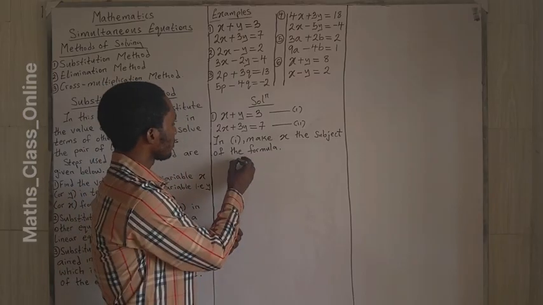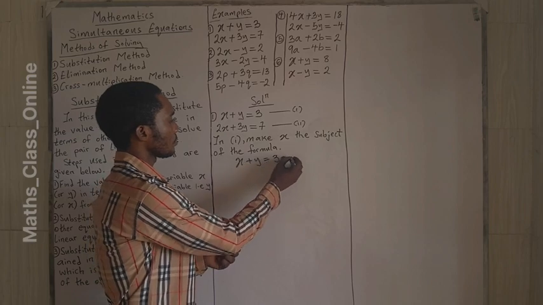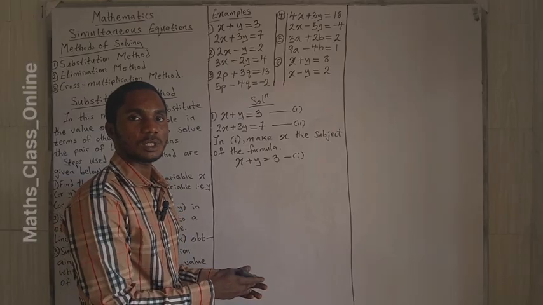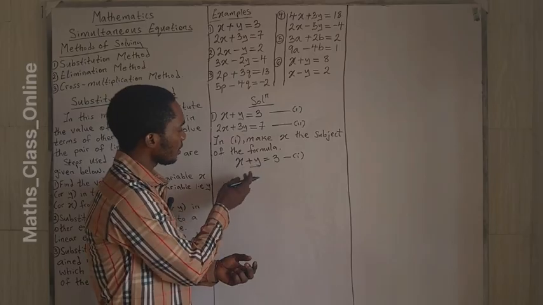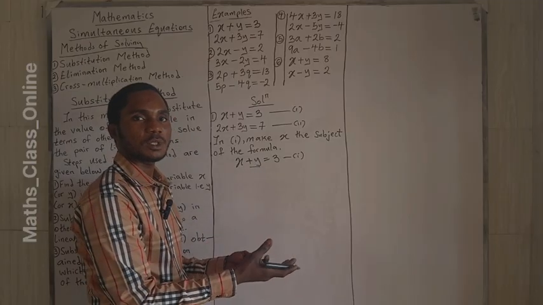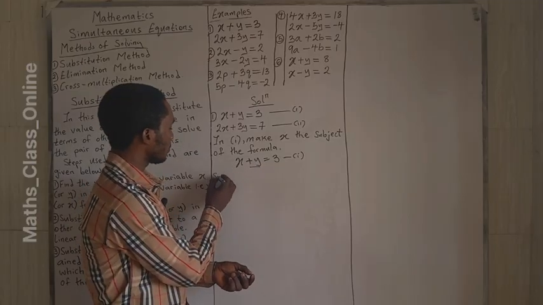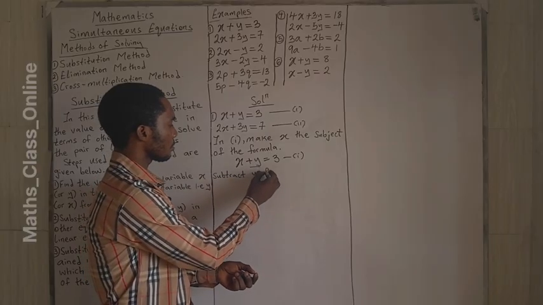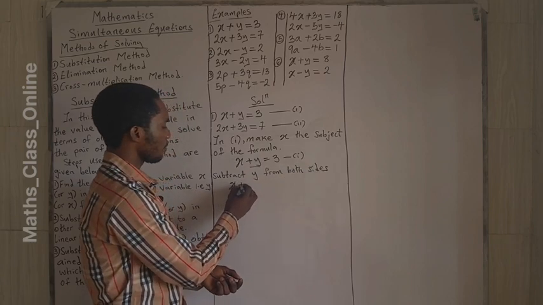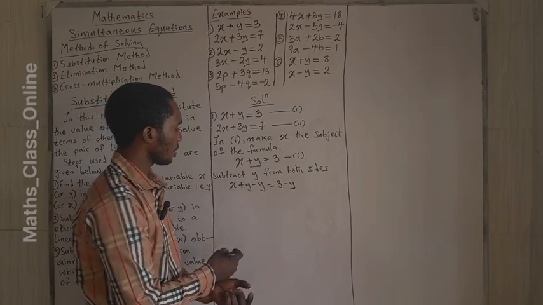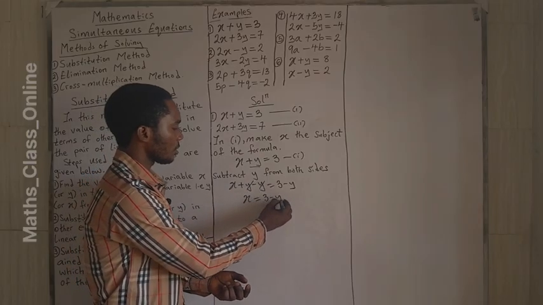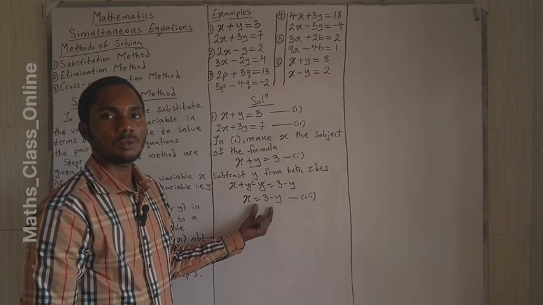What is equation 1? We want to make x the subject of the formula. That means we want x to stand alone at one side of the equal sign. We have x plus y. We need to remove this positive y from where x is so that we have x standing alone. That means we will subtract y from both sides. So we have x plus y minus y equals 3 minus y. Positive y and negative y cancel. We have x equals 3 minus y. Let's call this equation 3.